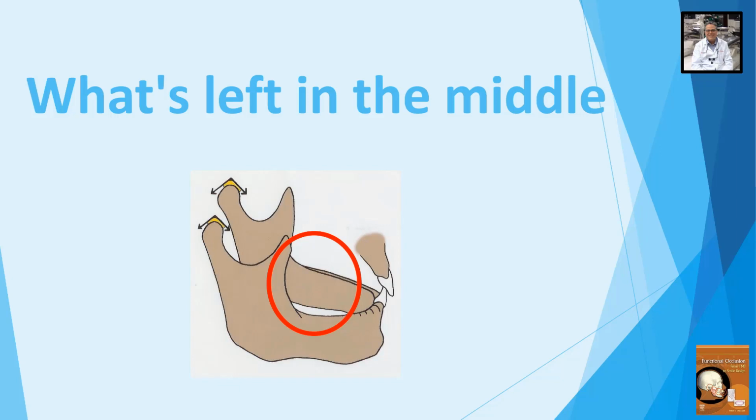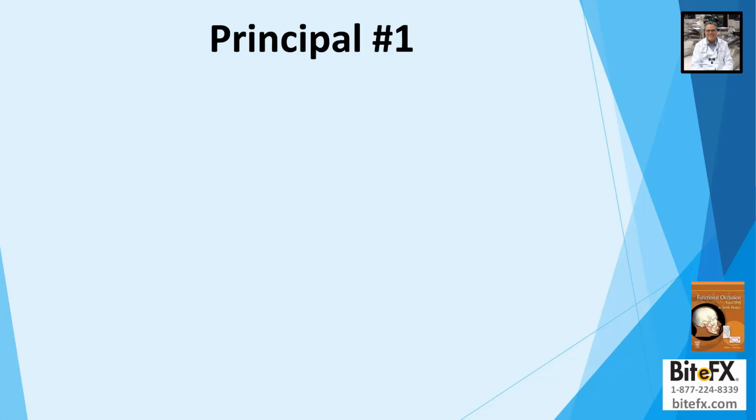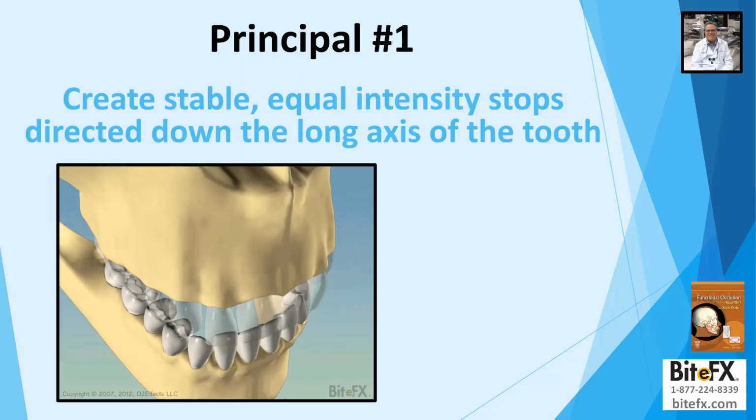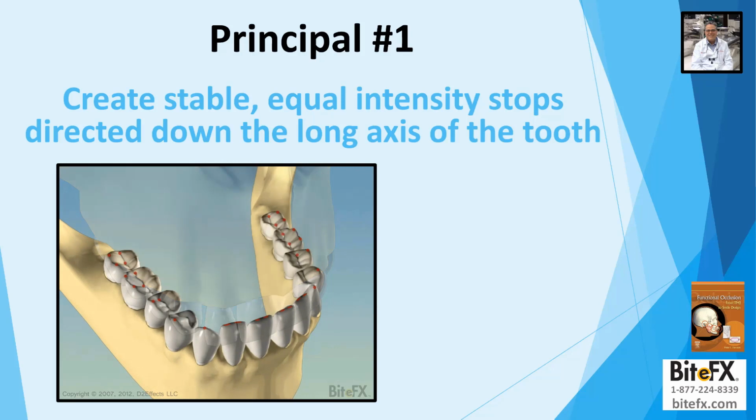And it really is the simplest. So we're going to start with principle number 1. We want to create stable, equal intensity stops directed down the long axis of the tooth. We want it to be stable, have equal intensity, and be down the long axis.